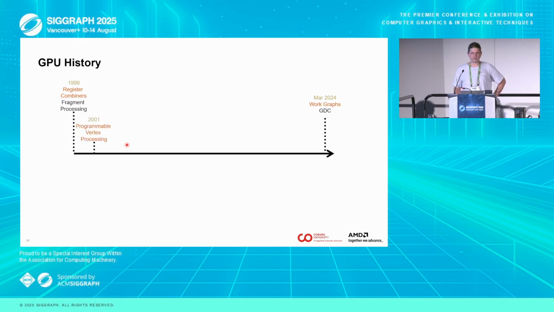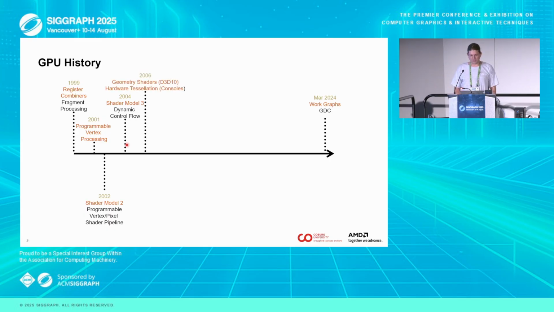Programmable vertex processing came in 2001. And then we had Shader Model 2, which is considered to be the first fully programmable vertex and pixel shader pipeline. And it's really important even today. It got augmented by dynamic flow control, and we got geometry shaders and hardware tessellation later on. And then something happened which is called GPGPU, which generalizes the capabilities of how we can use GPUs for tasks other than graphics. And CUDA was a big step in this direction in 2007.